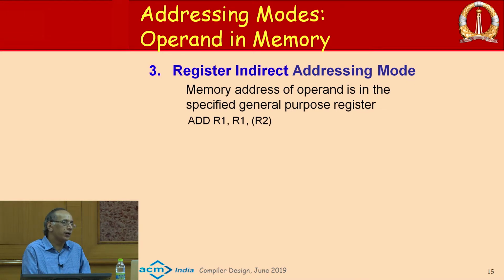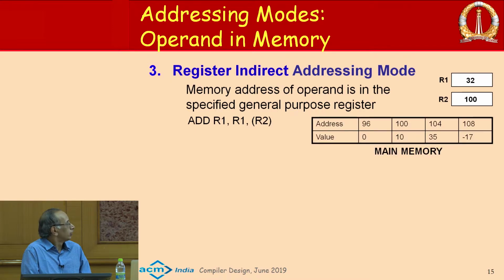In the register indirect addressing mode, the operand is in the memory and the address of the operand is in the register. So, here is an example. We say R1 has 32, R2 has 100, and you have the values in various memory locations starting from 196 onwards. Here you are performing an operation. Of course, this is not typically what you see in a RISC machine, because a RISC machine cannot have arithmetic instructions with memory operands. But just for the sake of example, let us see what this means.